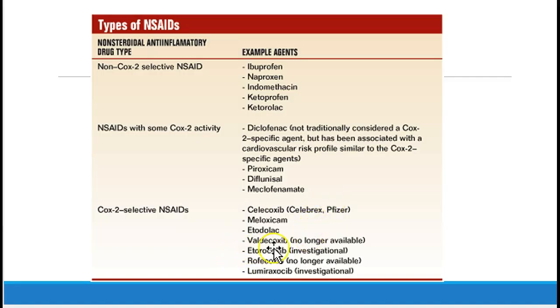Now, you can ignore the bottom four here because they aren't on the market, or they're investigational and probably never will be on the market. The only one that is available is Celecoxib or Celebrex. And Celebrex is really the only pure COX-2 selective NSAID. Meloxicam and Etodolac, while they have quite a bit of COX-2 selectivity, they still aren't 100%. Celebrex is really the only one that is.